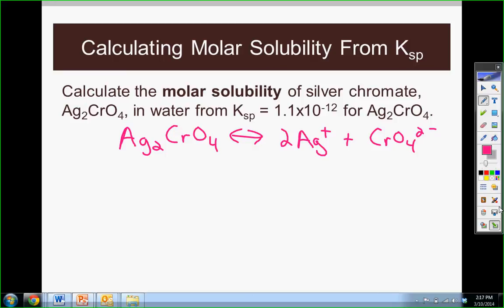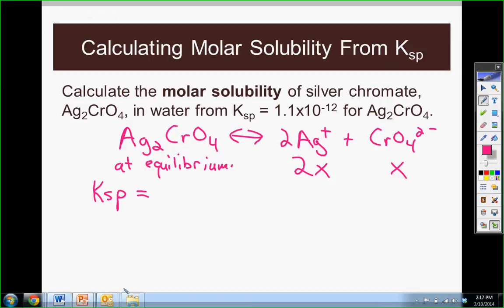Okay, very good. All right, so I'll just do this because I want to build off what Chrissy said. What do I got here? Okay, so we got a 2x and we have an x. All right, because we don't have anything else at this point, what would we have to do next? Ksp equals what?